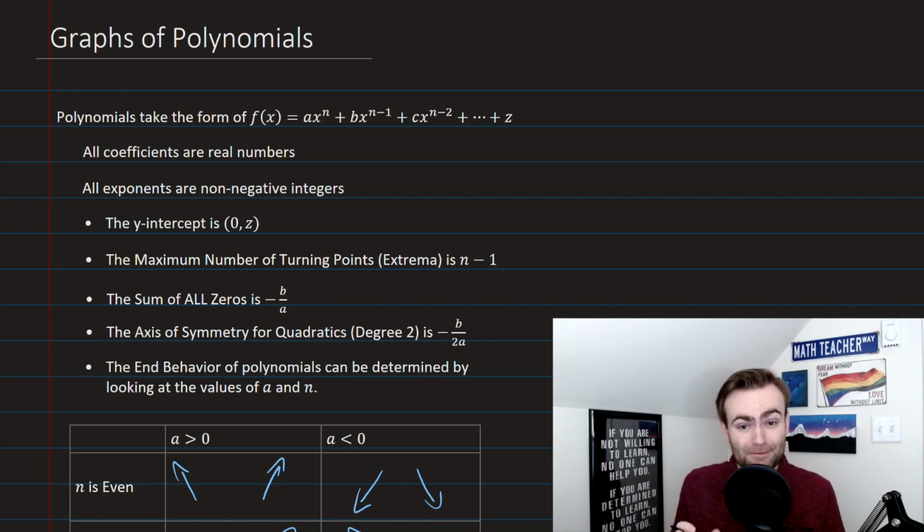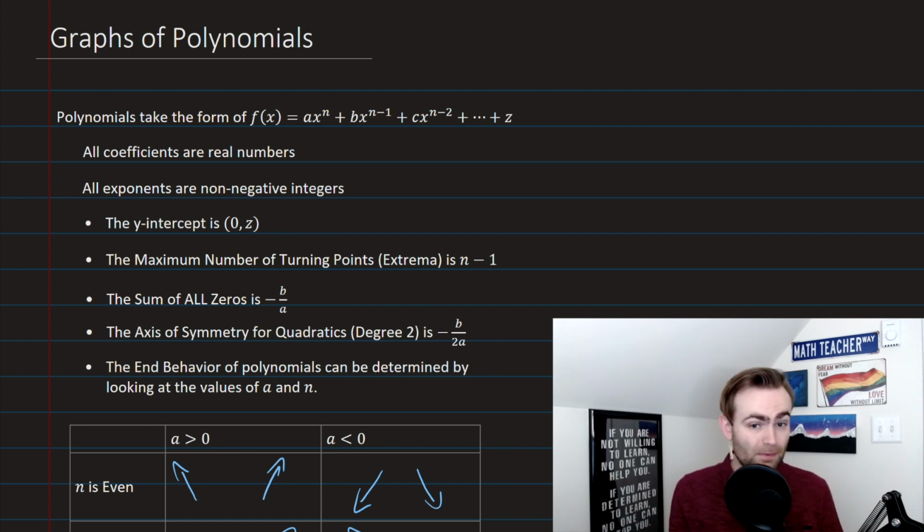So let's talk graphs of polynomials. A reminder, a polynomial is a combination of terms with addition where all of those terms are a coefficient times x to some integer power. So again, we have a string here. All the coefficients are real numbers, and all of our exponents are non-negative integers, meaning no -1, no 0.2, or anything like that. All integers.